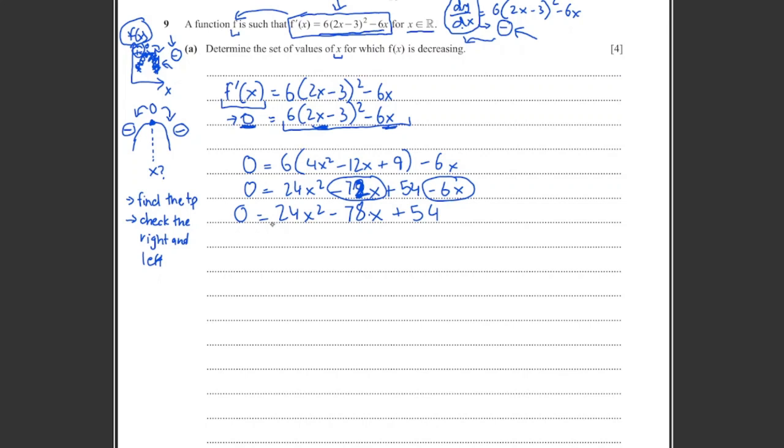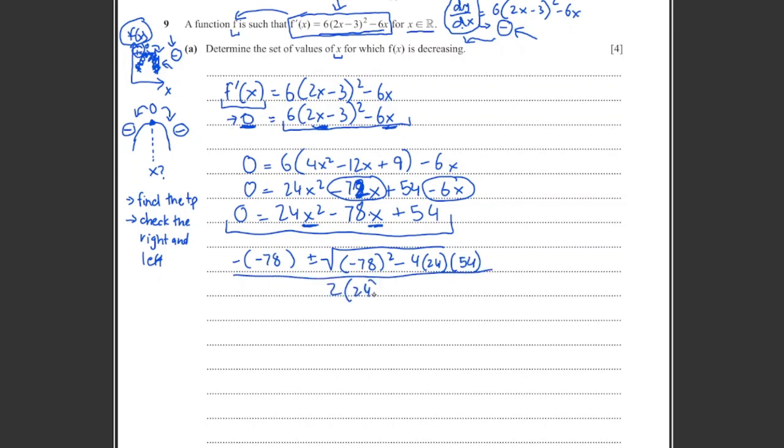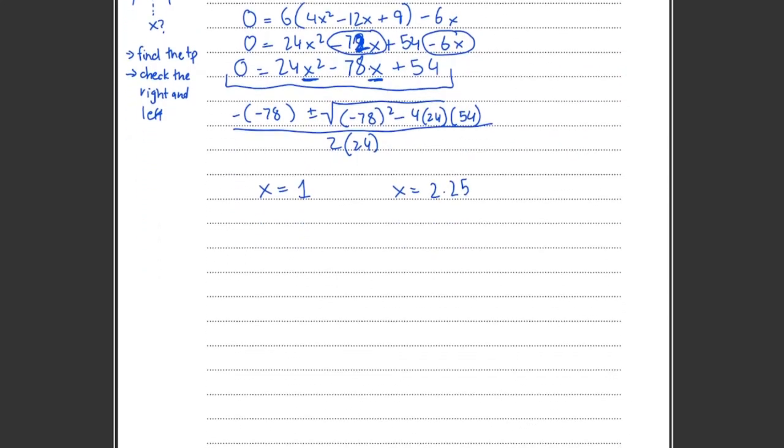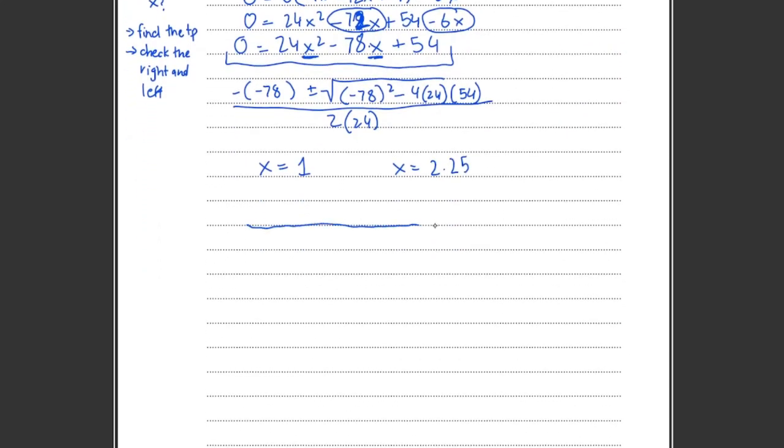Now we have a quadratic equation, and we can solve it to find the x coordinates where the turning points exist. We're going to use the quadratic formula: minus b plus or minus the square root of b squared minus 4ac, divided by 2a. You're going to get two values. One of them is going to be 1, the other one is going to be 2.25. If I draw a line here, these are your two points.